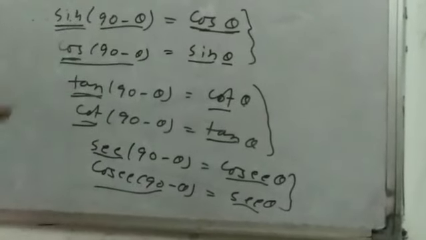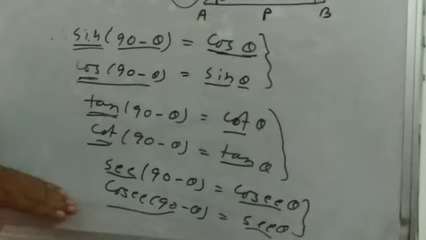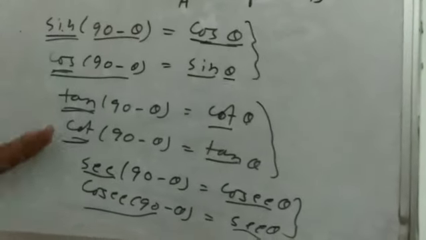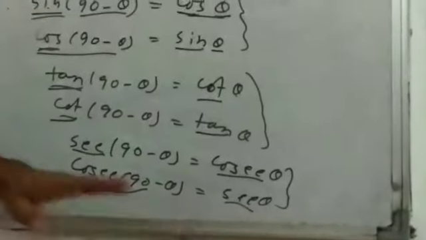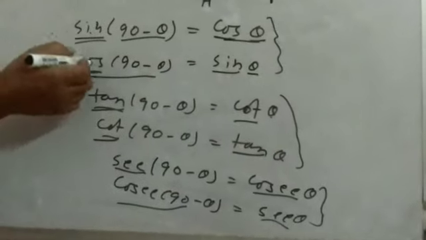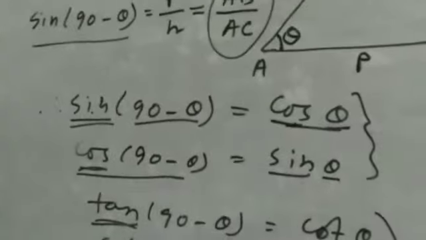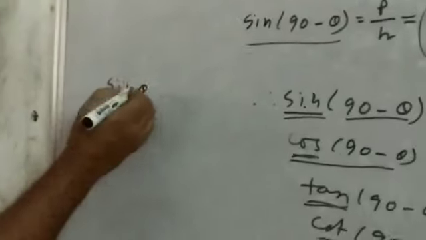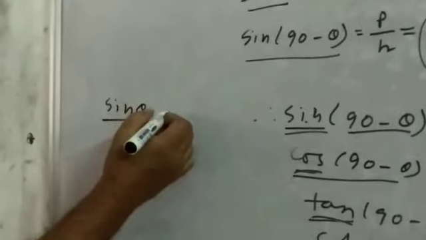If you know these 6 formulas, then we can solve the problems of exercise 8.3. This we have to learn. See, sin and cos are complements. But when you say the opposite ratio, then the opposite of sin theta is cosec.